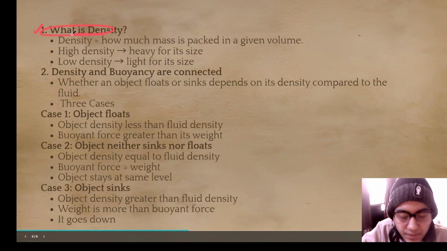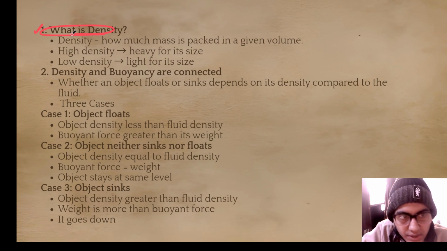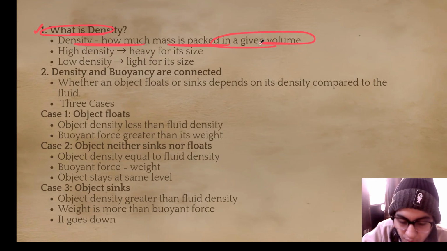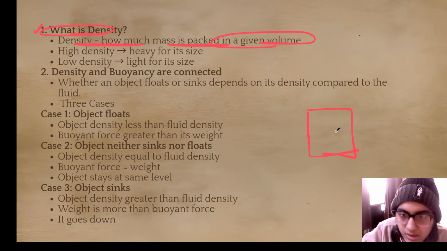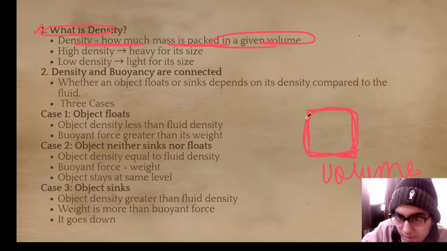Now the next topic is, what is density? Density is how much mass is packed in a given volume. If you take this box, this particular space is the volume. This particular space is the volume, and the particles, suppose it is a solid, the atoms are close to each other.